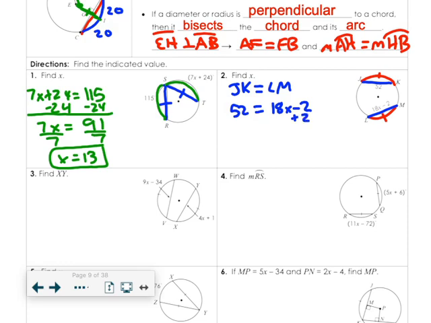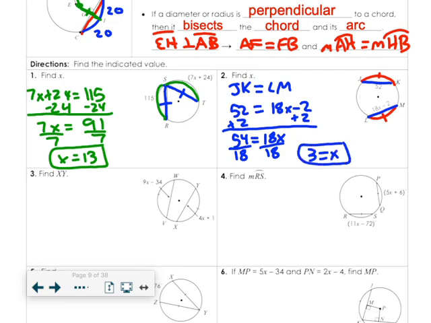Okay, solve for x. Add 2 to both sides. We have 54 equal to 18 times x. Divide both sides by 18, and we get that x has to equal 3. You can always plug your x's back in and make sure that your answers are making sense.